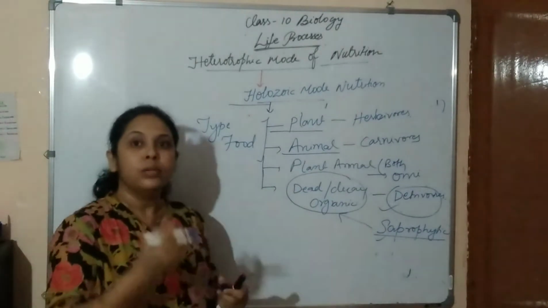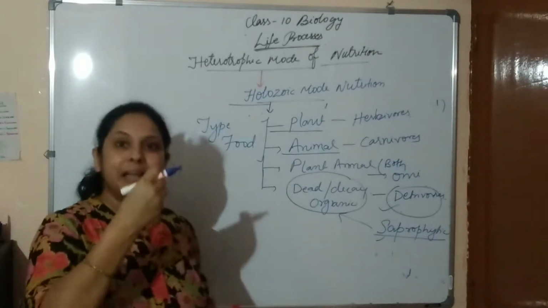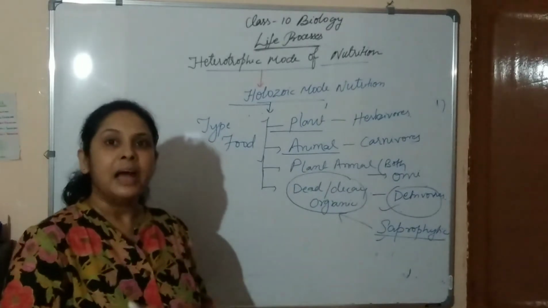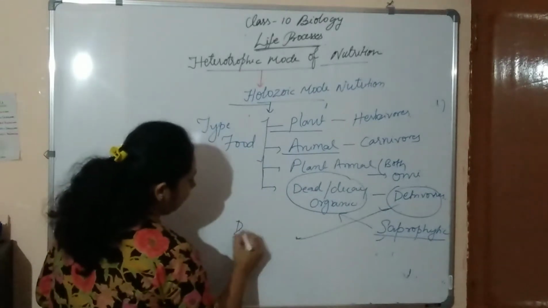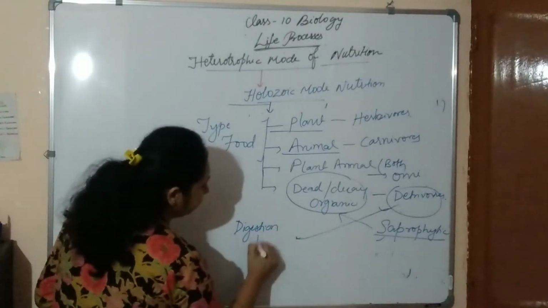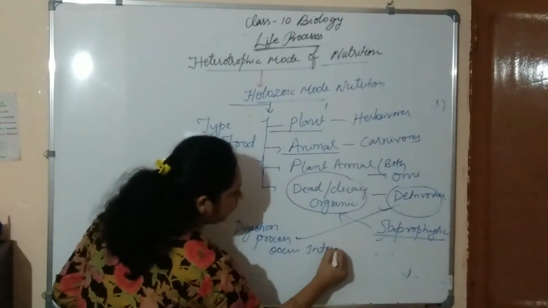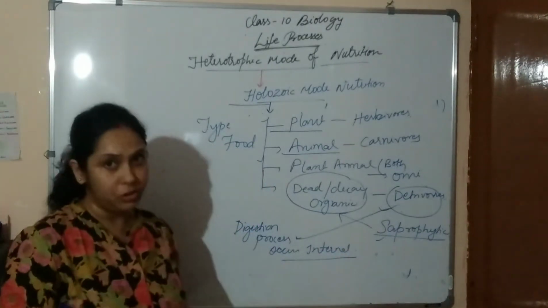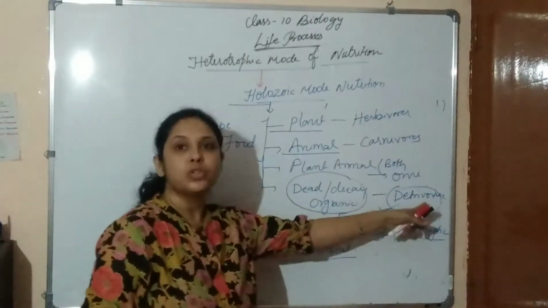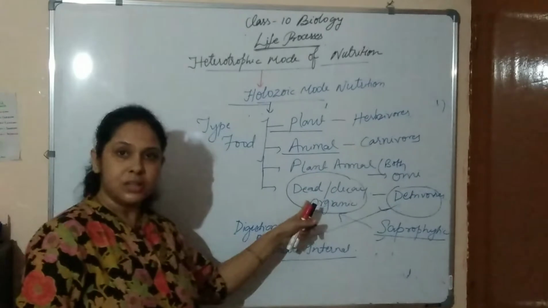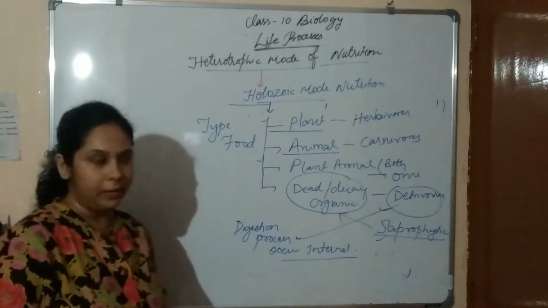They properly follow the 4 steps of the holozoic mode of nutrition, in which they ingest it. They take in the dead and decaying organism, and then the digestion process occurs internally, the same as in the holozoic mode of nutrition. So they feed on this detritus, like dead and decaying organisms, but the digestion takes place inside the body.